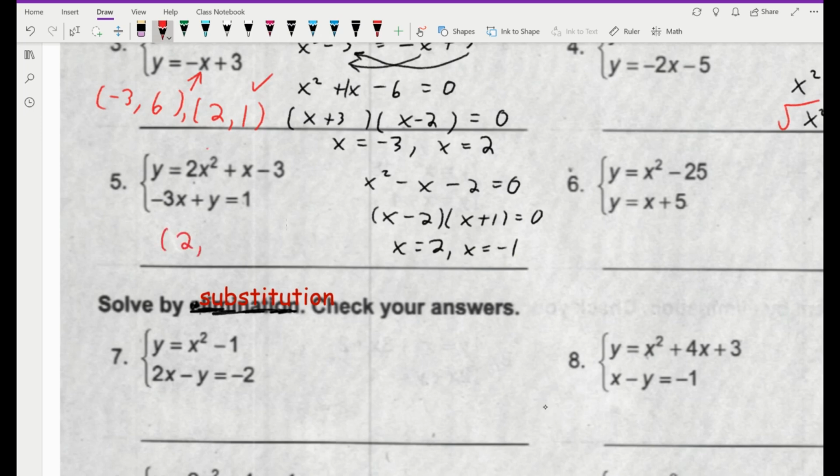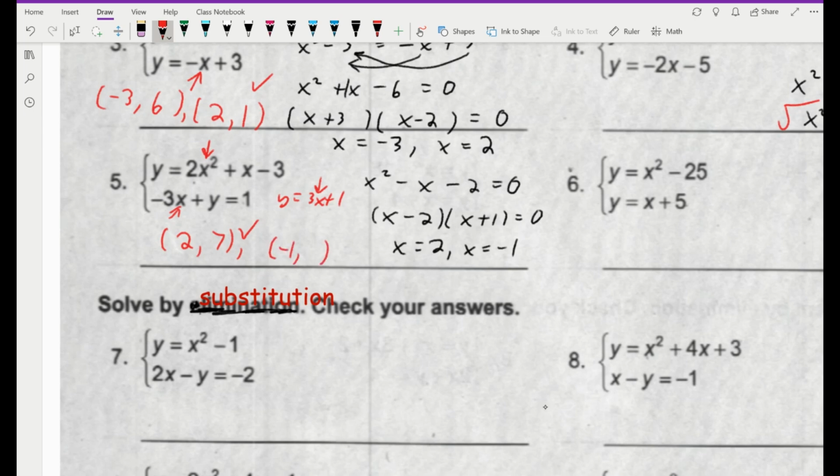If we plug in 2 here for x, we get 2 times 2 squared is 8. 8 plus 2 is 10. 10 minus 3 is 7. Now we have to plug the 2 back into here. I actually erased it, but we had y is equal to 3x plus 1. So we'll plug the 2 in here. Now 6 plus 1 is 7. So this checks. The other point is x equals negative 1.